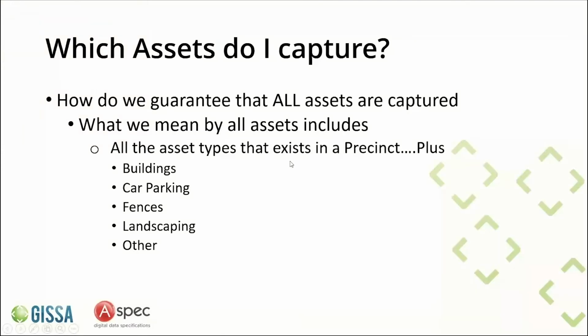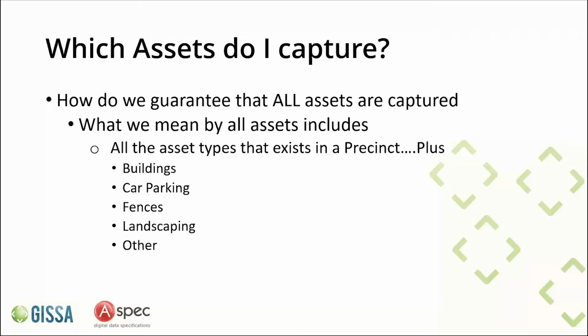And we've spoken a lot about the changes with code lists, with attributes. Which assets do I capture? How do we guarantee that we capture everything, particularly in a precinct? If your business is around water and sewer assets, what do you do in your precinct where you've got car parking, fences, landscaping, other?